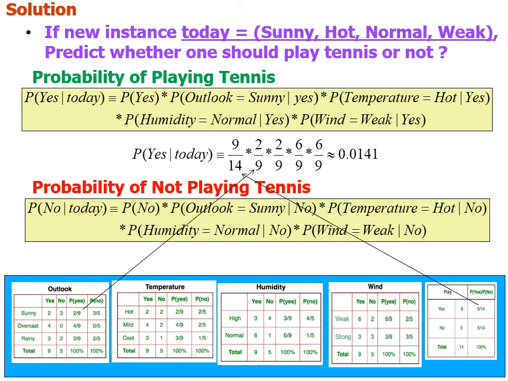into probability of temperature equal to hot given yes. Once again it is 2 divided by 9 into probability of humidity equal to normal given yes. Refer to the table, it is equal to 6 divided by 9 into probability of wind equal to weak given yes. It is equal to 6 divided by 9. So, it comes out to be approximately 0.0141.